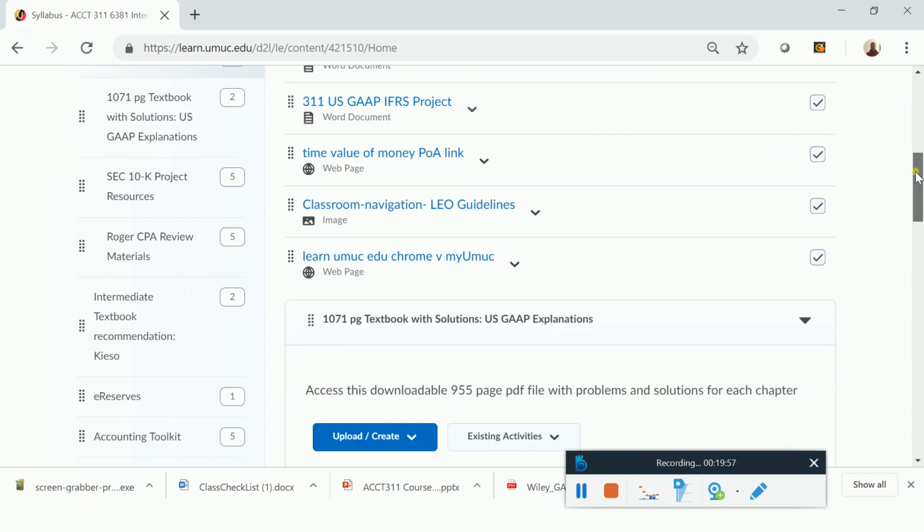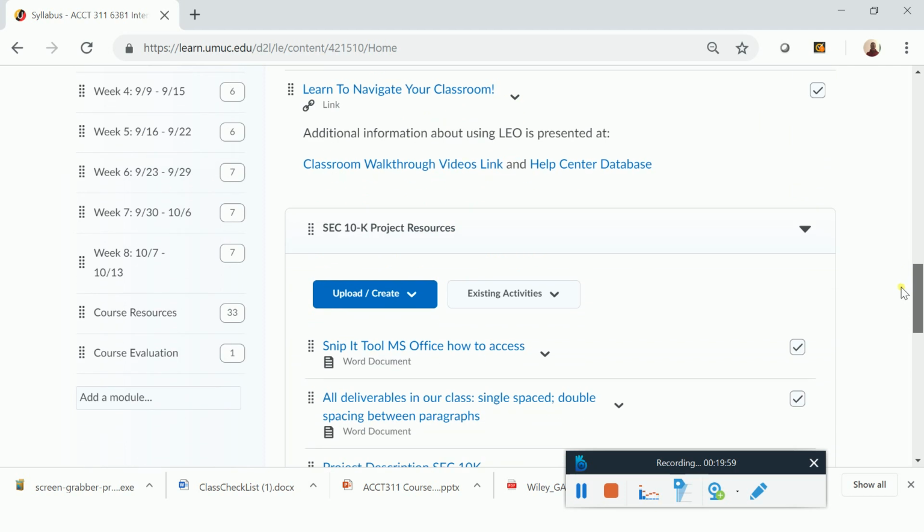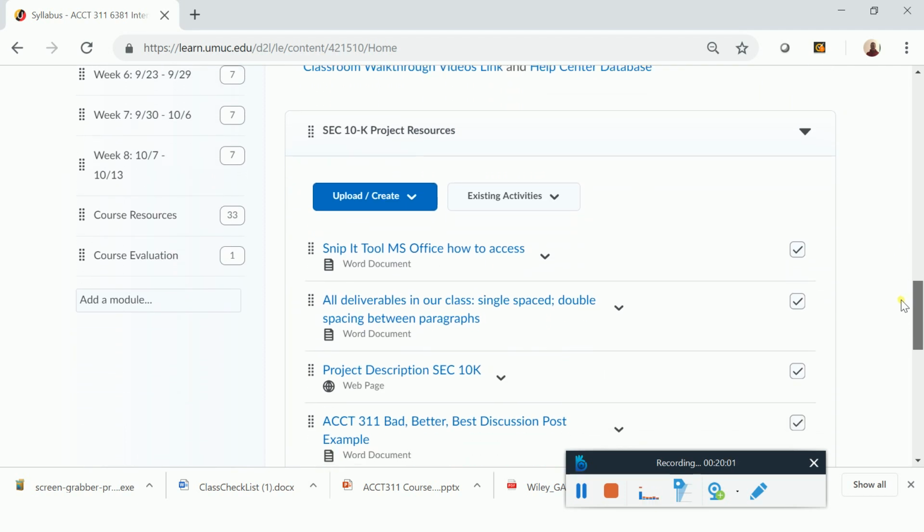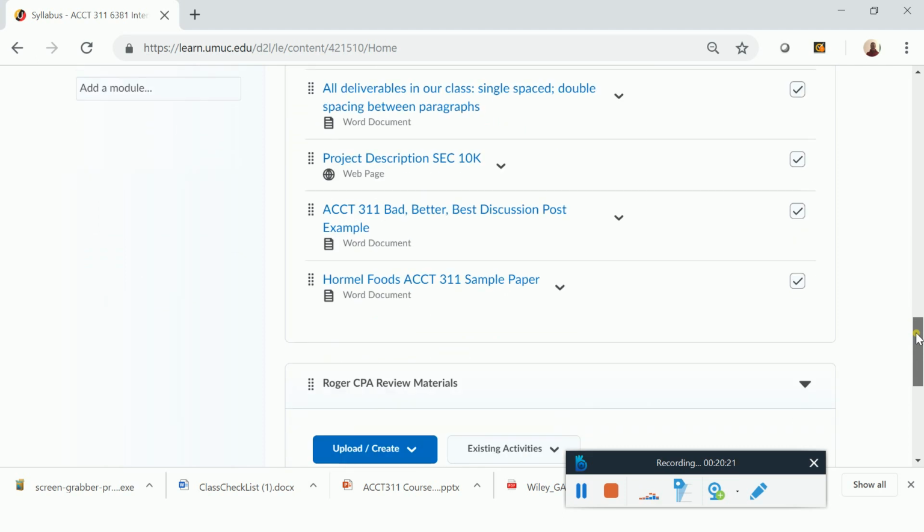So I'm first going to scroll down to the bottom, and this is where, as I mentioned in the earlier slides, there's a section on the SEC 10K project resources. That gives you the description of the project and how you should format it in terms of margins and single spacing versus double spacing and font size and all of that. And then I also mentioned that there is a sample paper, so you'll find that here.